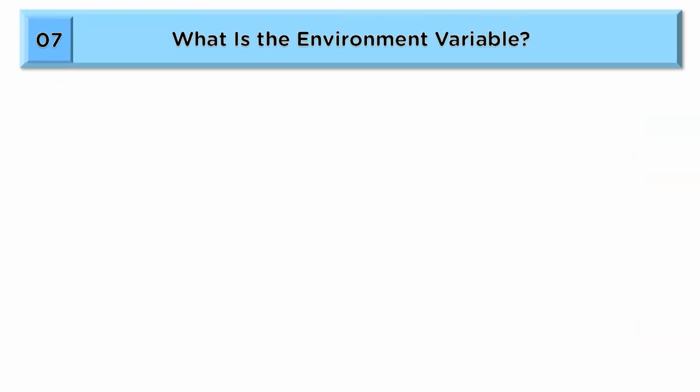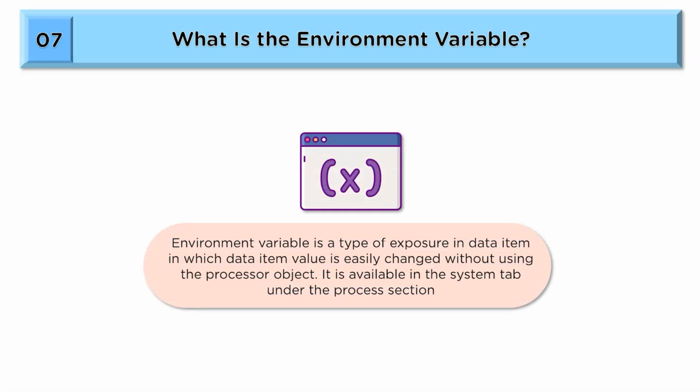What is the environment variable? The environment variable is a type of exposed data item in which the data item value is easily changed without using the process or object. It is available in the System tab under the Process section.